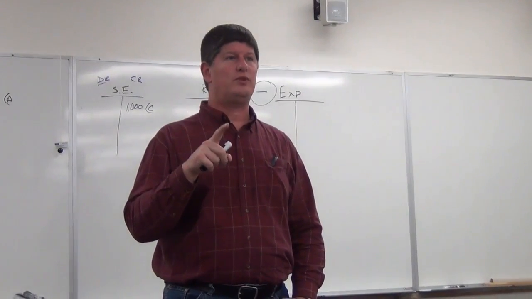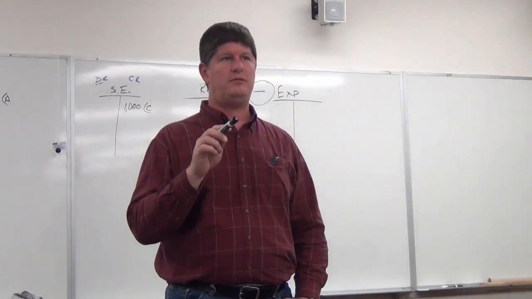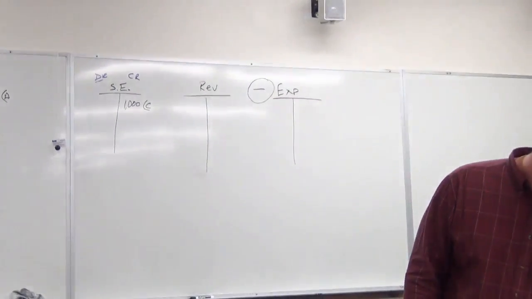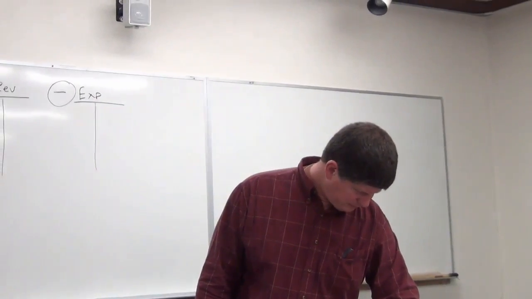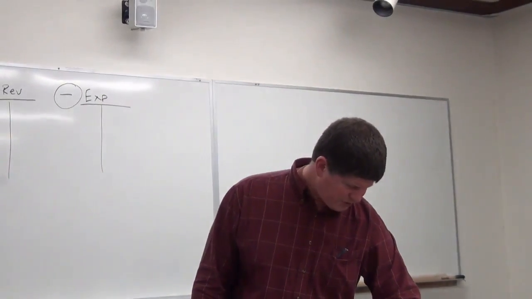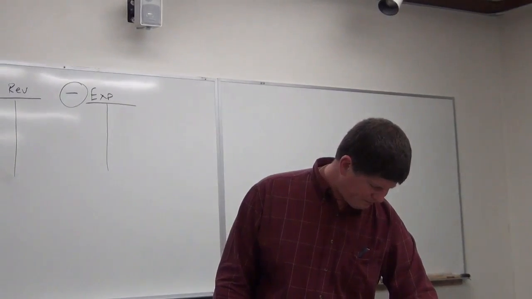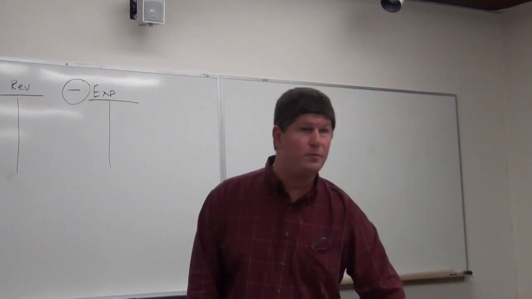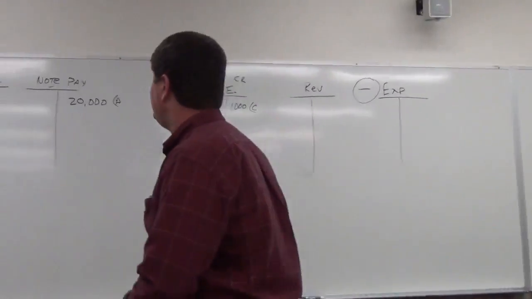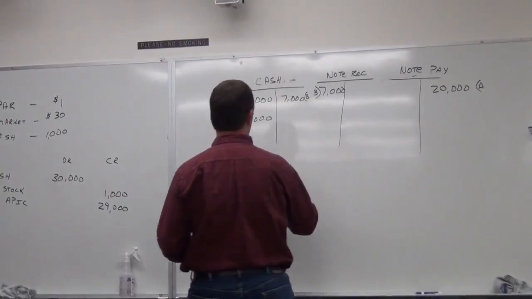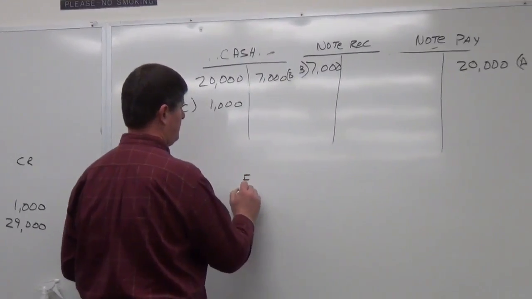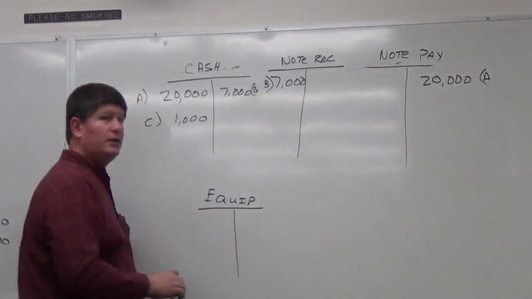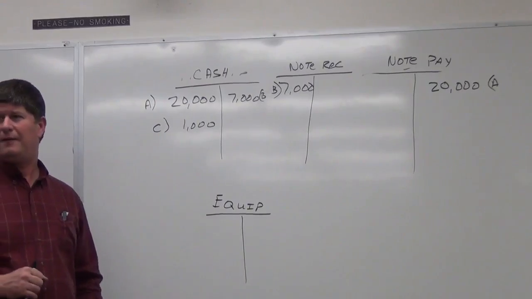Okay, which problem are we on? 2.5. Have we done any of it yet? Which one are we up to? D. Purchased $15,000 of equipment, paid $6,000 cash, and the rest on a note payable. Okay? So we need a new account for an asset called equipment, which I will abbreviate.